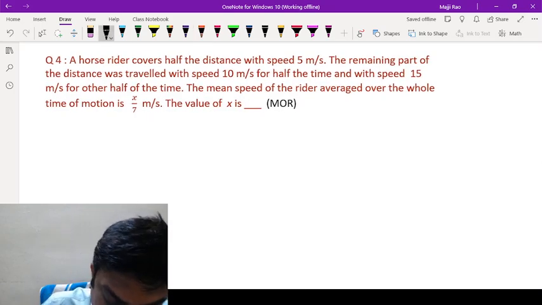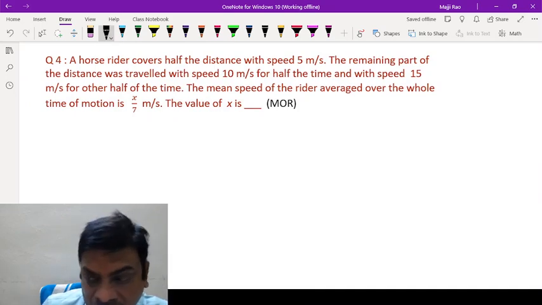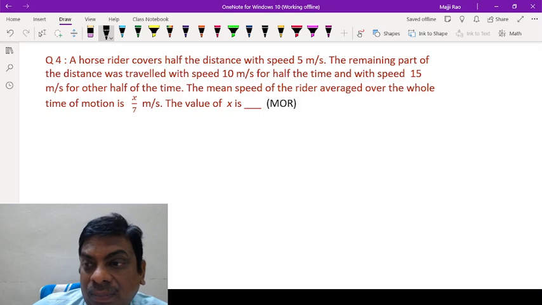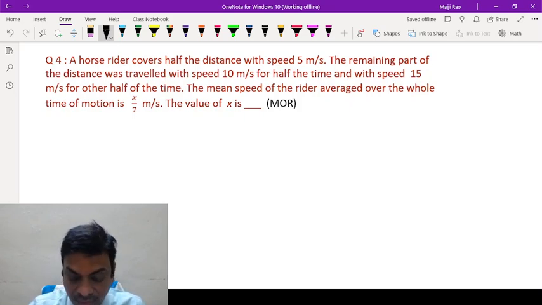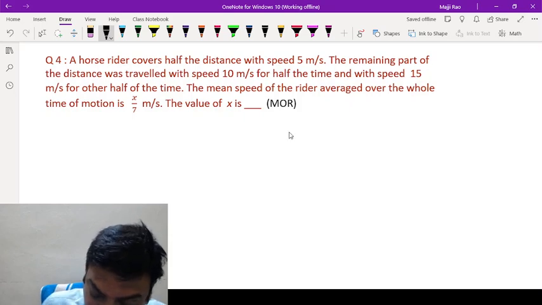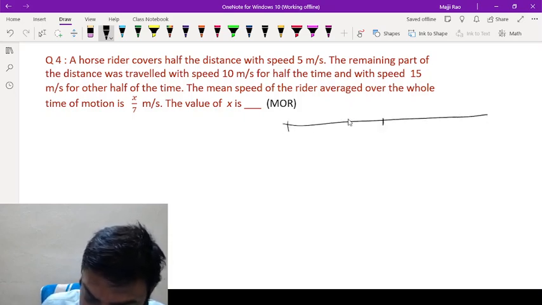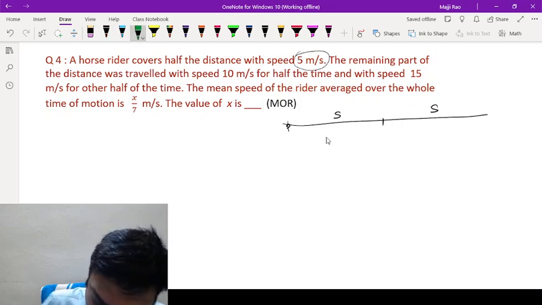So this is a slightly tricky question, students. Of course, you can proceed with the basics or you can apply the shortcut trick. So I'll be applying the shortcut trick first and I'll solve, but at the same time, I'll tell you the fundamental method. Let us use the shortcut first. Now you have two equal distances. Let us call them S and S. The rider covers half the distance with a speed 5 meters per second.